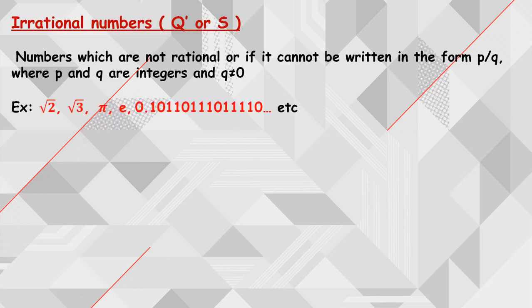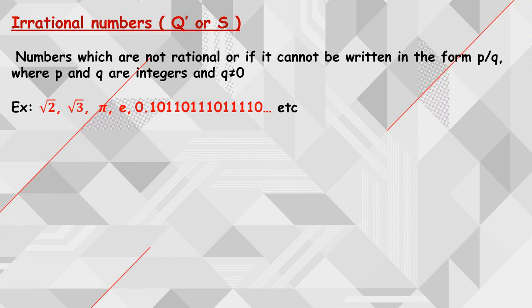So myself Raza, and in this video I am going to discuss the topic irrational numbers of class 10 chapter real numbers. Right, so what is meant by irrational number? Numbers which are not rational numbers. So what is a rational number? A number which can be expressed in the form of p by q such that p and q are integers and q is not equal to 0. Then such a number is called a rational number.